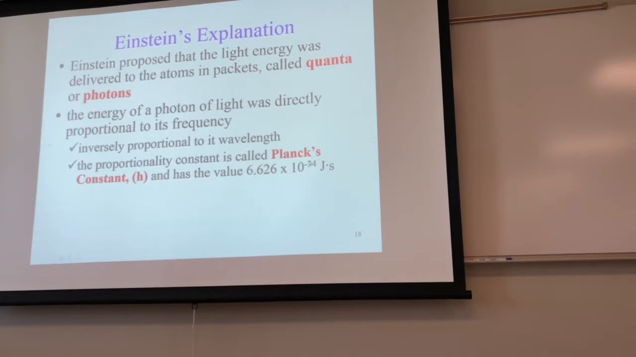Now, just like all constants in this class, you do not need to memorize these, okay? I'll provide them for you on an exam. But you do need to know how to calculate these energies using this equation. This equation can be written in two forms. E is equal to Planck's constant times the frequency, which is the same as Planck's constant times the speed of light divided by the wavelength.